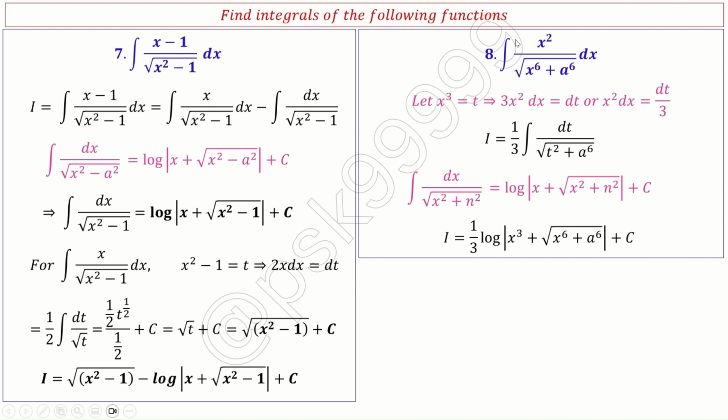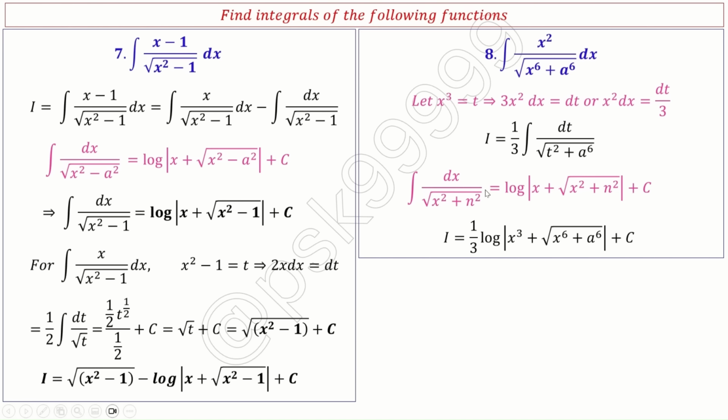Next, integration of x square by square root of x to the power of 6 plus a to the power of 6 dx. Okay, now I'll take x cube as t, so that 3x square dx is dt. So x square dx, which is this part, is nothing but dt by 3. So my integration is 1 by 3 integration of dt by square root of t square plus a to the power of 6. Okay, careful, don't make it a square. That is the mistake you might make.